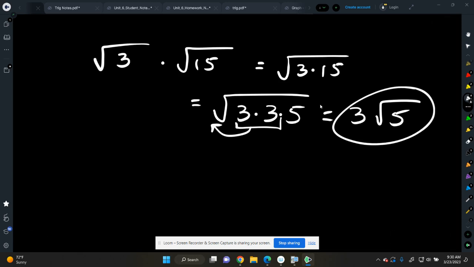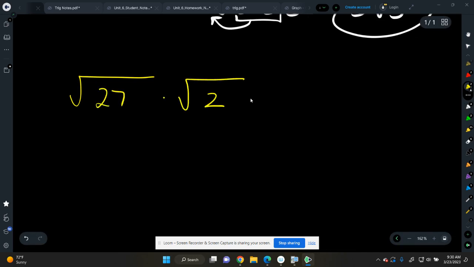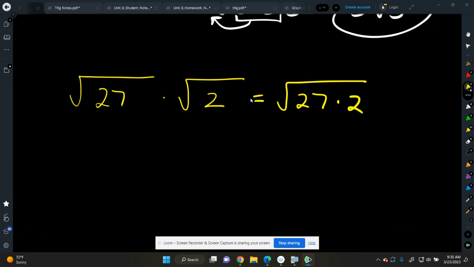Want to look at another one of those? Since a lot of you were still getting your books out, let's look at the square root of 27 times the square root of 2. Bring them together, so we have the square root of 27 times 2. What do I do now?